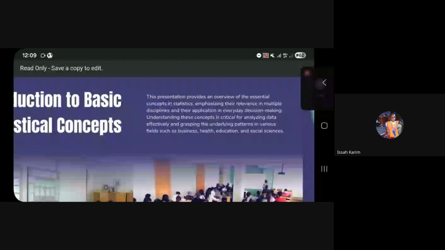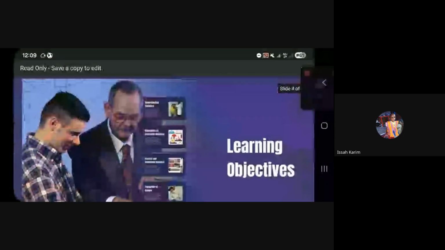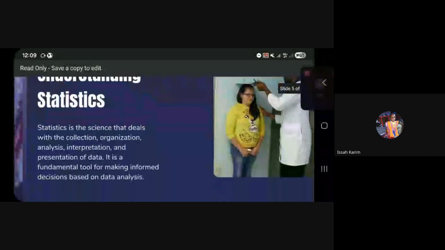So looking at this section with respect to the introduction to basic statistical concepts, we are going to have an overview of the essential concepts in statistics, where I will be laying emphasis on some relevant multiple disciplines and application in our everyday decision making. So today I want you to bring these real everyday examples on board. Tell me some of the real examples that we use statistics for. We also want to understand concepts with respect to analyzing of data when it comes to health, business, education, social sciences. How does statistics come to play? And that is what we'll be looking at.